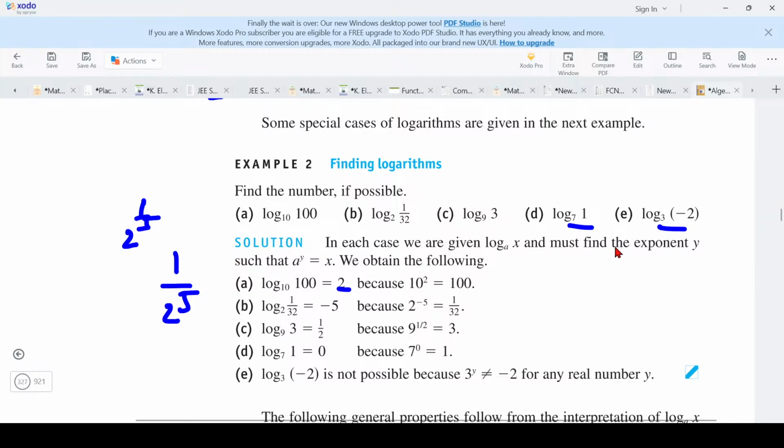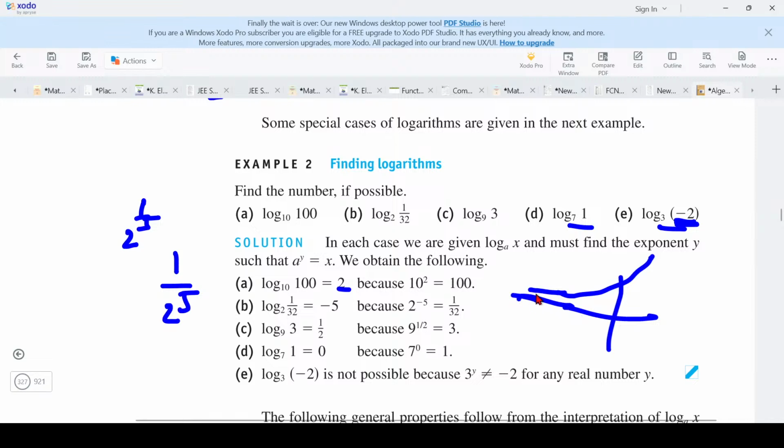Sir, I don't know. Whatever you do, you cannot get a negative number. So this is not defined. This part always has to be positive in logarithms. It's not defined, whatever we discussed, no? 3 power x will look something like this. So log can never be negative.